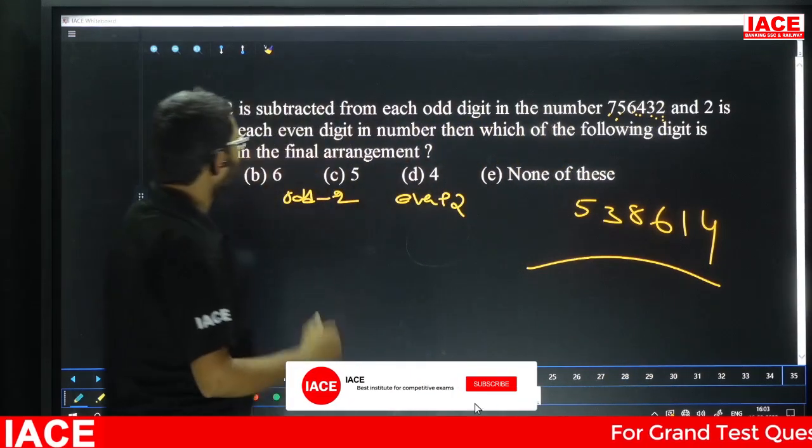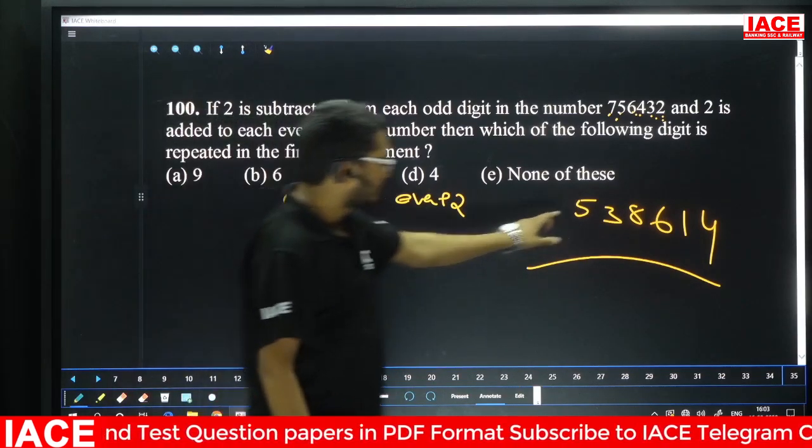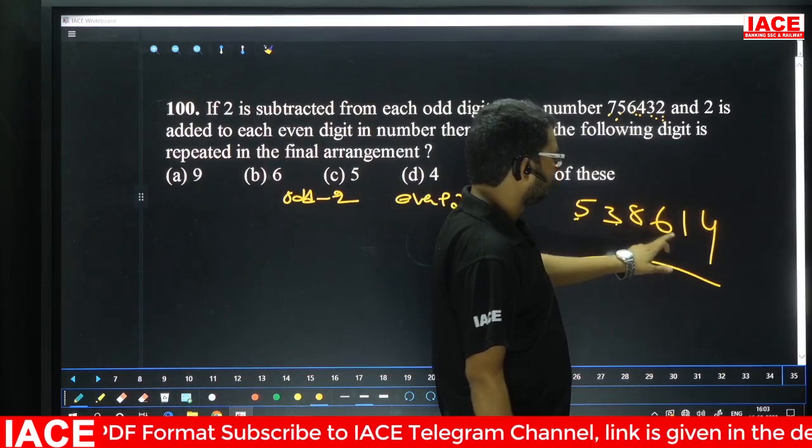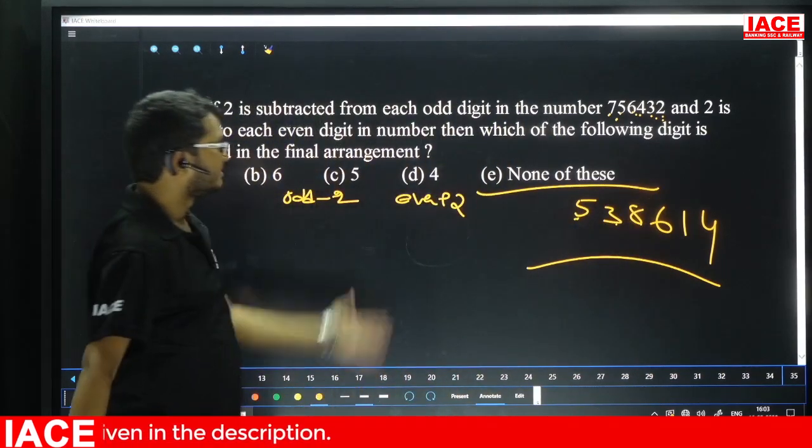Next question is which of the following digits is repeated in the final arrangement? Whether 5 is repeated? No. 3? No. 8? No. No digit is repeated. So the answer is simply none of these. Question number 100, the answer is option E.